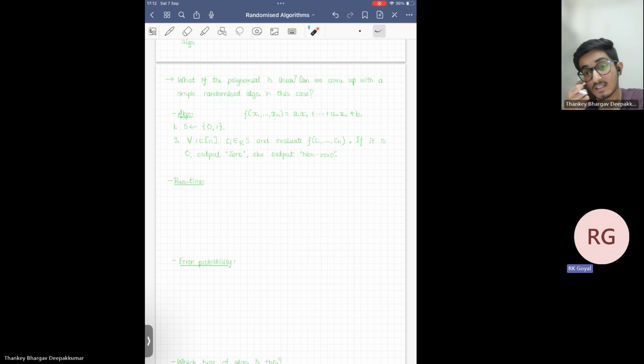So now here we have n number of variables given. What is the degree of this polynomial? What's the degree of this polynomial? The degree of this polynomial is one.